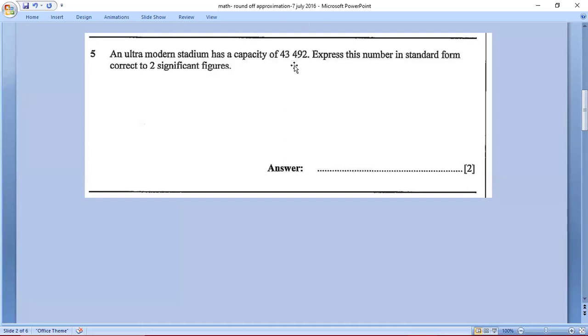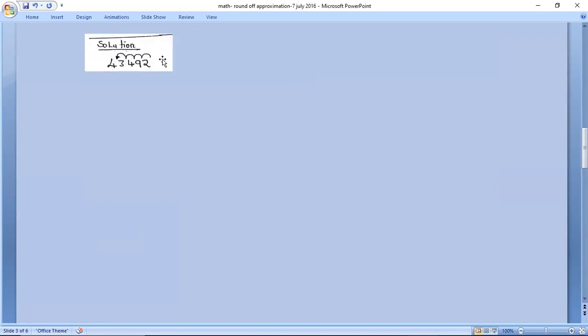Usually you express it with a decimal number times a power of 10, with just one significant figure to your left. After that, a decimal point, and then you count the number of decimal places. So how do you do this? This is how you do it.